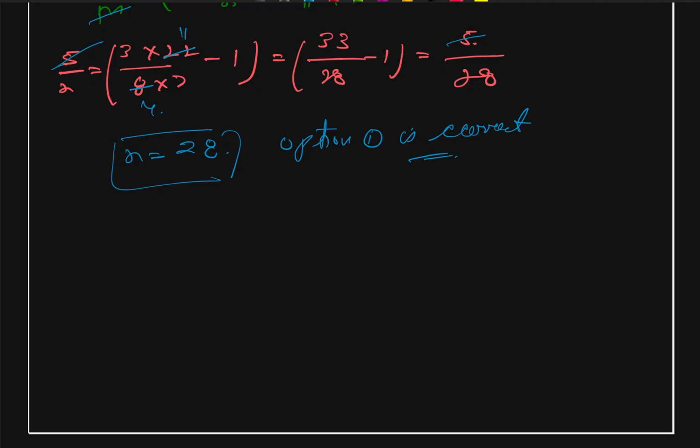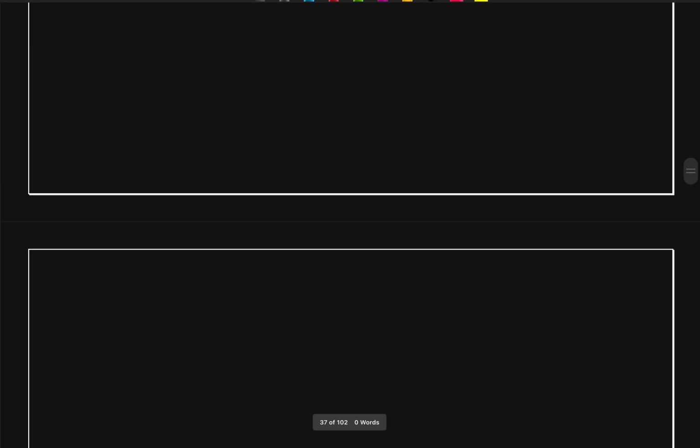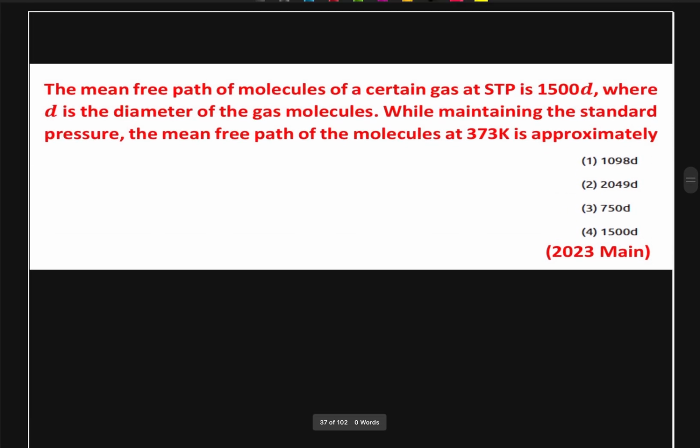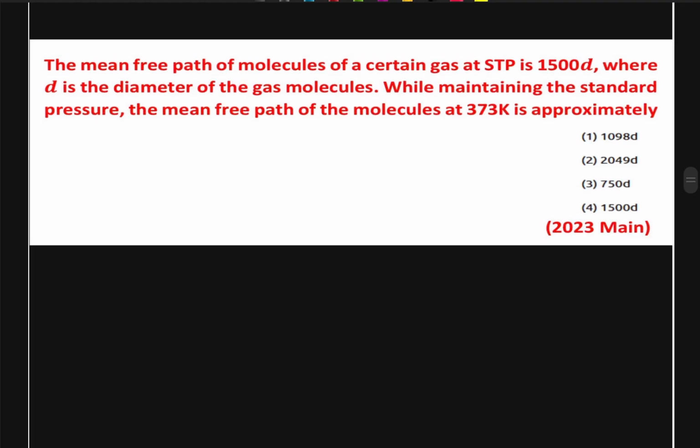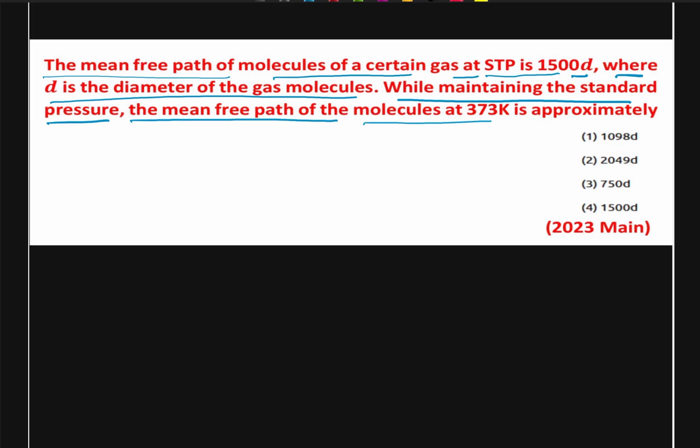Next question. It states that the mean free path of molecules of a certain gas at STP is 1500 times d, where d is the diameter of the gas molecules. While maintaining the standard pressure, the mean free path of the molecules at 373 Kelvin is approximately.